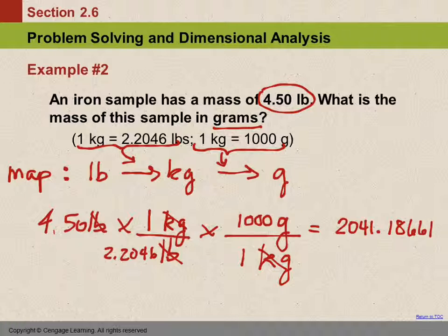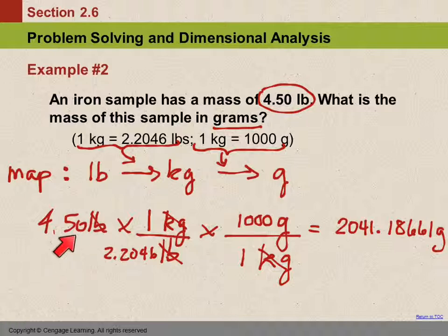And what unit was left? The only one that didn't cancel out was gram. There's an answer. It's not the best answer yet, but it's an answer. We should round this to take into account the number of significant figures that we have in our beginning number and in our conversion factors.